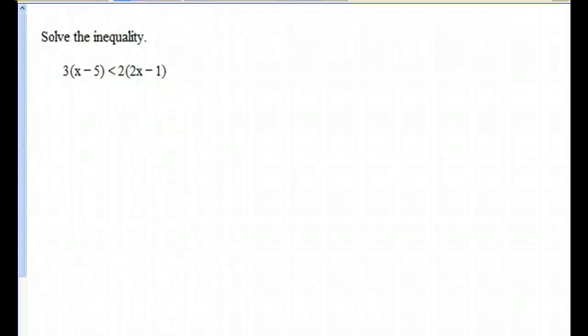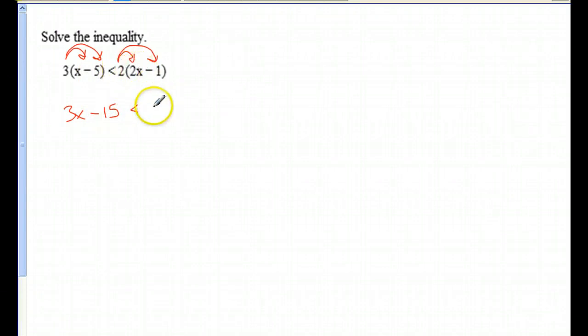Alright, treating this problem like an equation, I would distribute on both sides. 3 times x is 3x. 3 times negative 5 is negative 15. Less than symbol. 2 times 2x is 4x. 2 times negative 1 is negative 2. Alright. And now where do I want to group my variables?